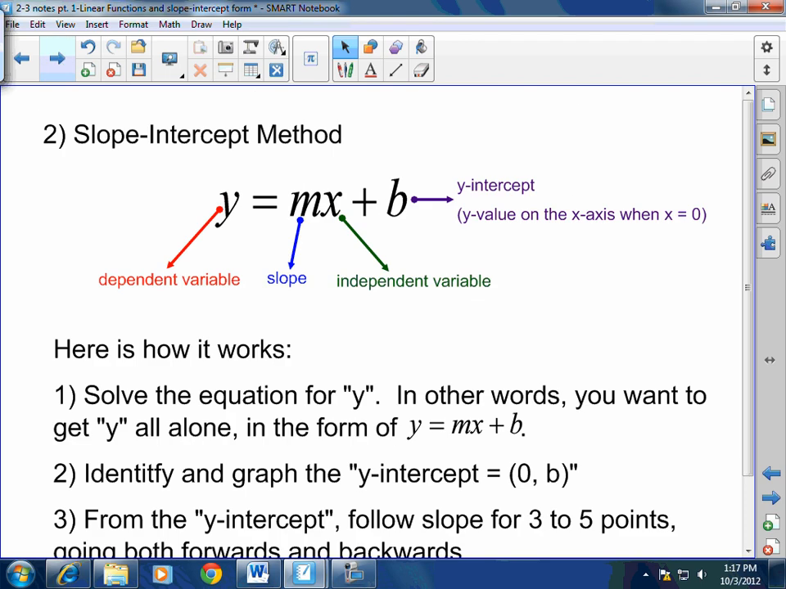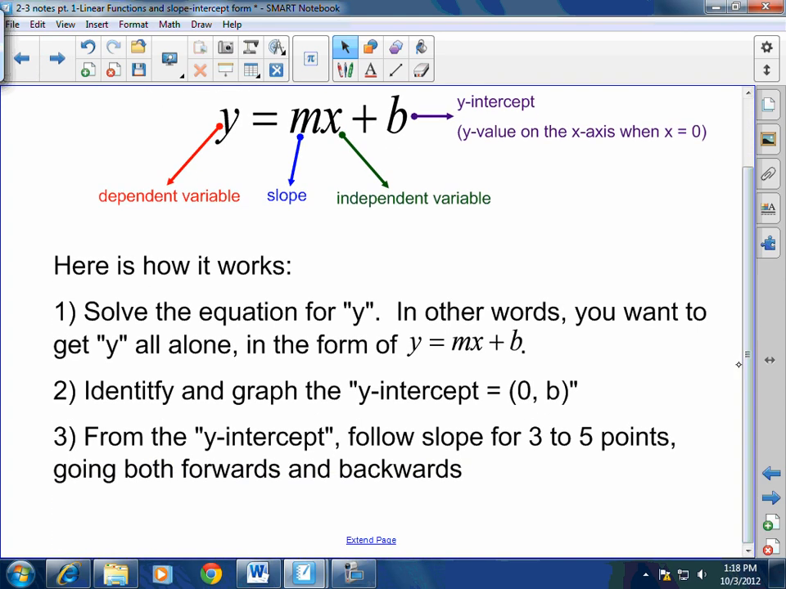And the slope-intercept method is y equals mx plus b. Y is the dependent variable. M is the slope. X is the independent variable. And b is the y-intercept. The y-intercept, boys, is the y value on the y-axis when x equals 0. Here is how it works.